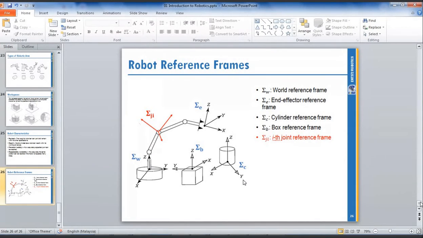And we have one assignment. Maybe next week I will give the assignment title. And maybe one quiz before Hari Raya. I'm not sure, we will discuss later with the lecturer when the quiz is supposed to be. So this is kinematic. Up to here, any questions or not?